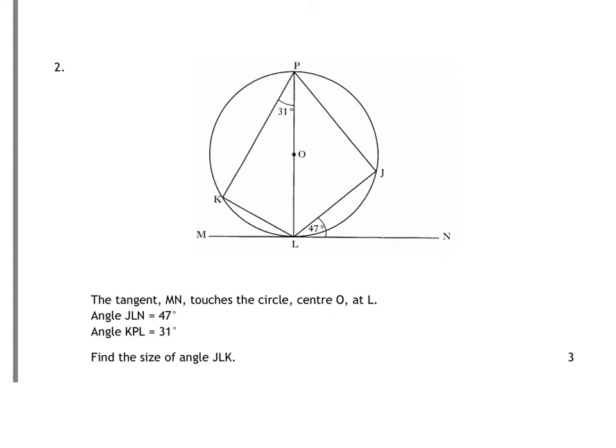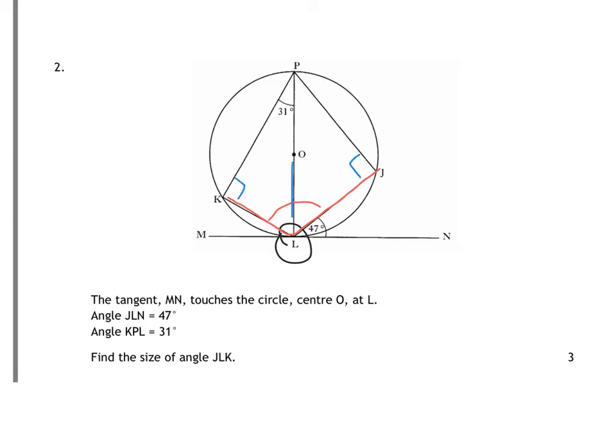Okay, so the next one, we've got the tangent MN touches the circle O with centre OL. Angle JLN, as you can see, is 47 degrees. Angle KPL is 31 degrees. Find the size of the angle JLK. Well, JLK, I'm just going to mark that angle. And that's that angle there, so JLK. Couple of things to note to get going. That'll be a right angle, and that will be a right angle.